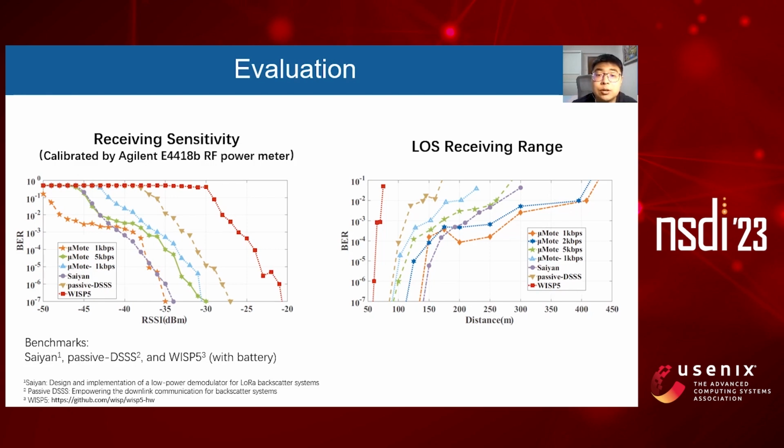Then we measured the practical receiving ranges in line-of-sight environments. In this experiment, the output power of the RF transmitter is 30 dBm. The μMote prototype achieves a receiving range of about 400 meters, and the μMote minus prototype achieves a receiving range of about 200 meters. The receiving ranges of WISP-V, SINR, and passive D-spreading are centimeters, 250 meters, and 140 meters.